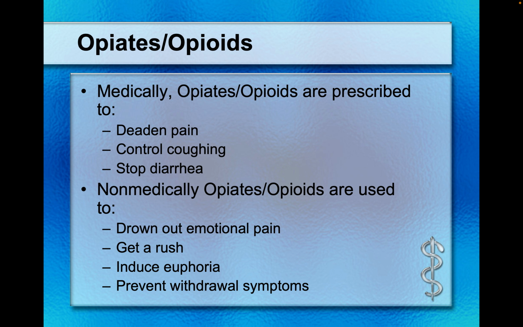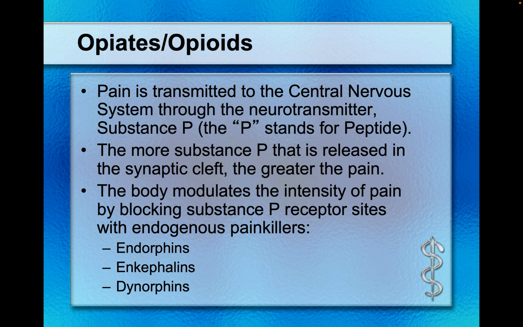Medically, opioids are prescribed to deaden pain, control coughing, and stop diarrhea. Non-medically, opioids are used to drown out emotional pain, to get a rush, to induce euphoria, to prevent withdrawal symptoms. Pain is transmitted to the central nervous system through the neurotransmitter substance P. And of course, the P stands for peptide. The more substance P that is released in the synaptic cleft, the greater the pain.